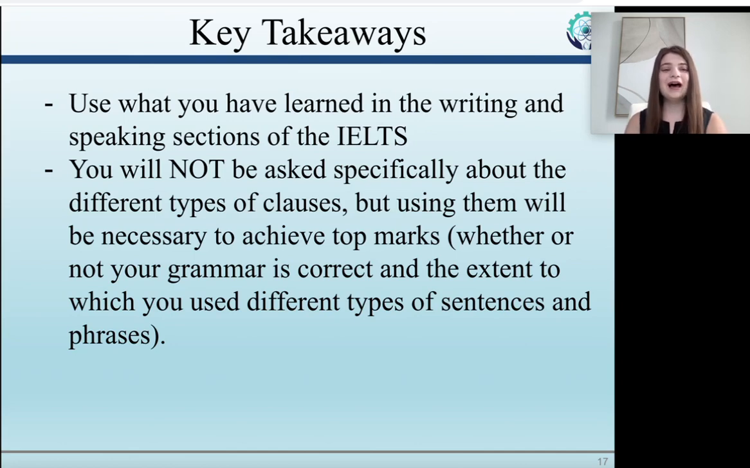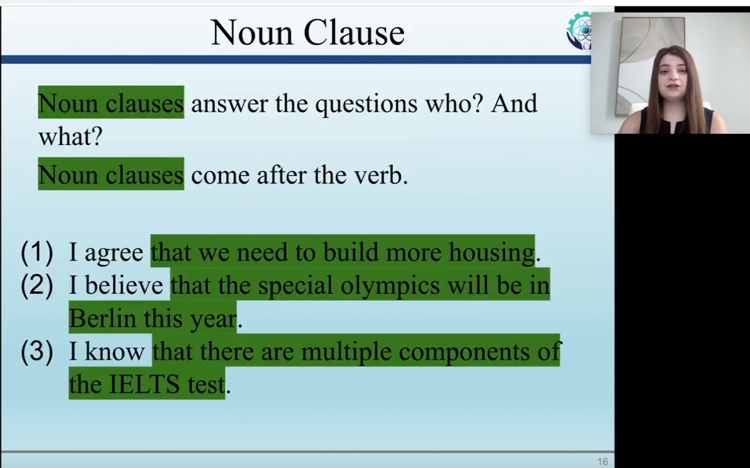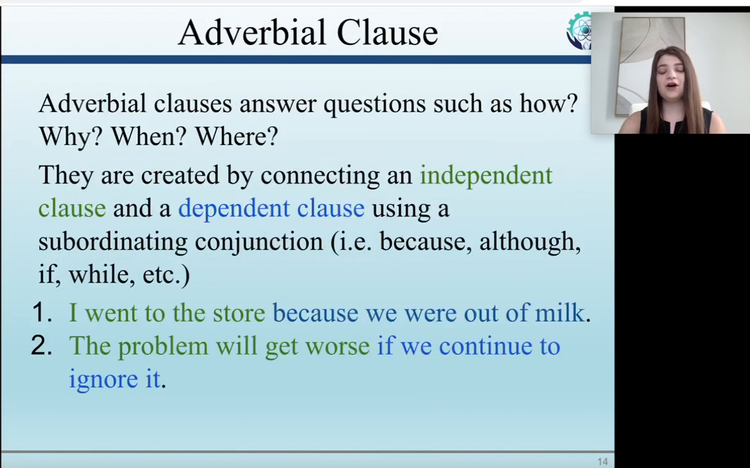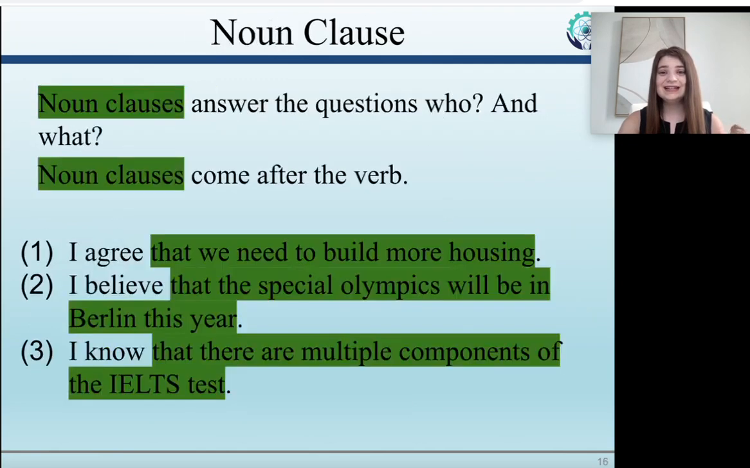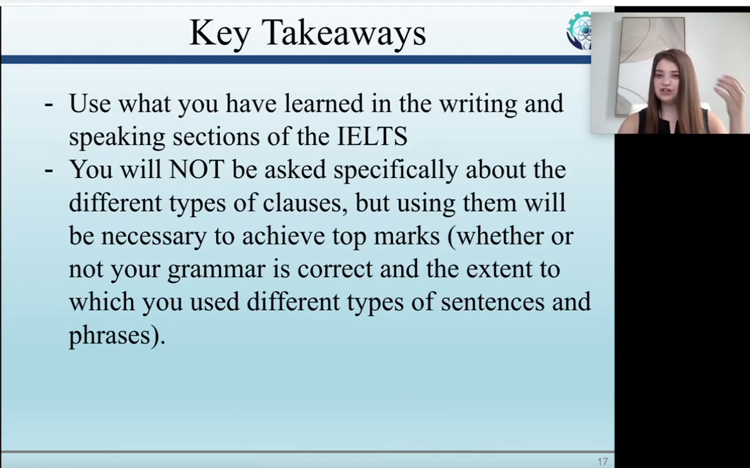But, anyways, good work today, everyone, and I will see everyone next day. Next day, we're actually going to learn more about noun clauses, relative clauses, and adverbial clauses in more detail and all the different ways in which they can be used.